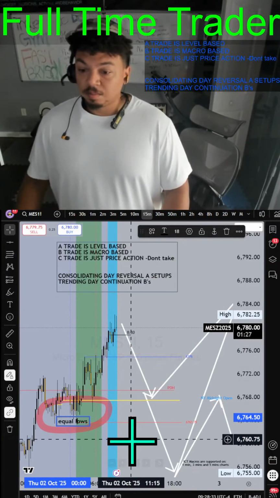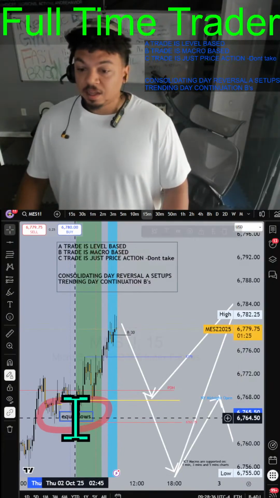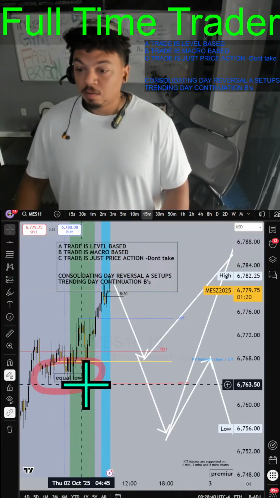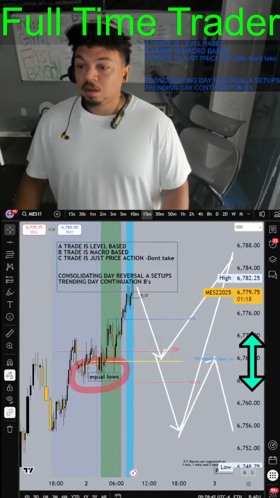So equal lows are meant to be targeted. We may not get them today, but we can get them another day. And we may get them today, especially because the low of the equal low is London low. So we may get London low, right?